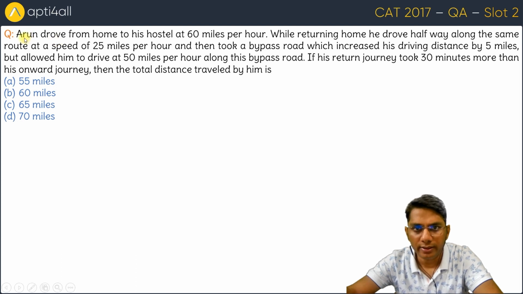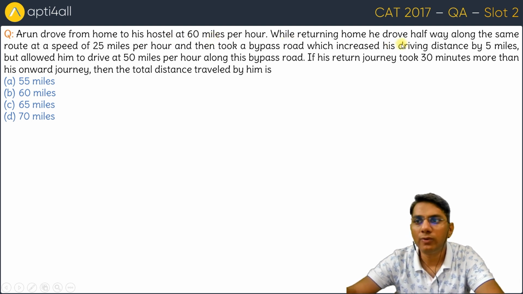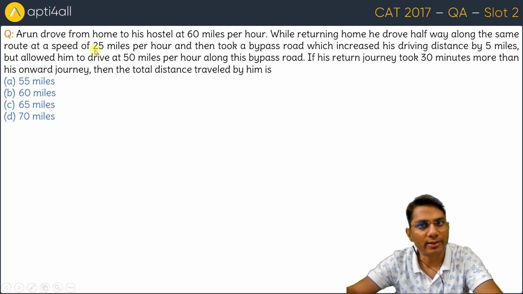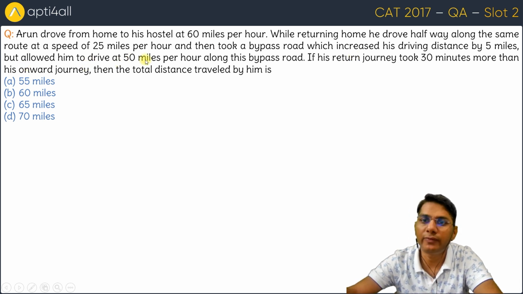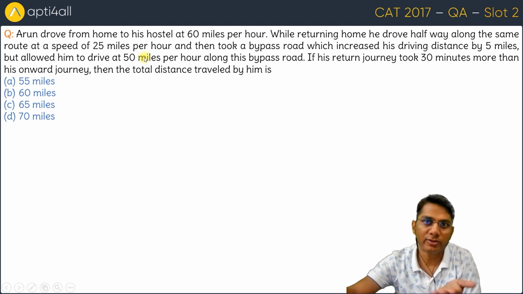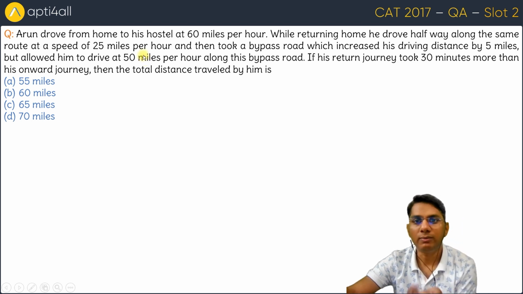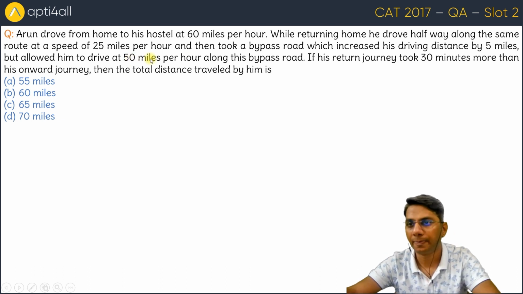Hi, here we have Arun drove from his home to his hostel at 60 miles per hour. While returning home, he drove halfway along the same route at a speed of 25 miles per hour and then took a bypass road which increased his driving distance by 5 miles but also allowed him to drive at 50 miles per hour. So while returning he was coming at 25, but due to the bypass, for the remaining half he travels at a higher speed of 50 miles per hour.